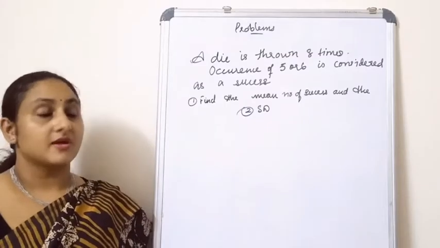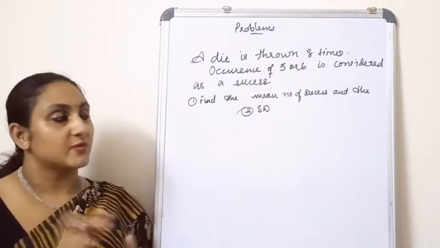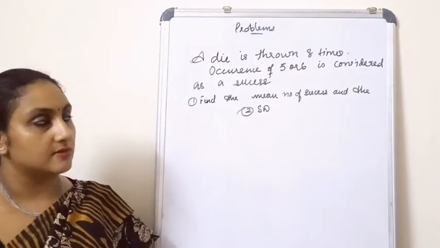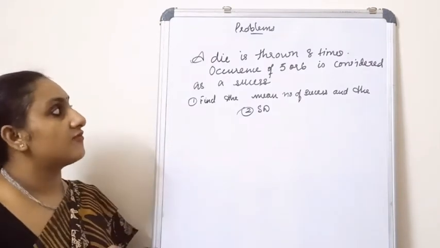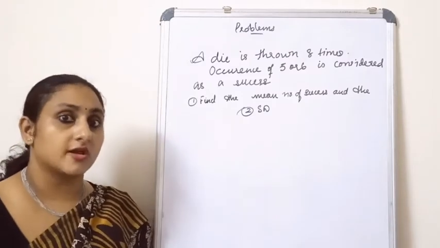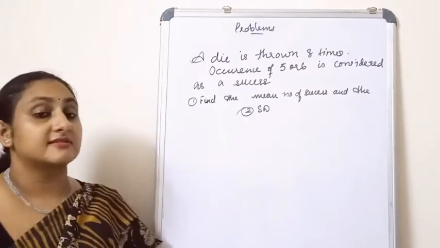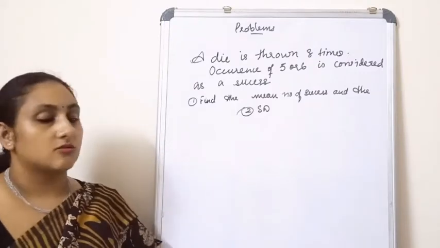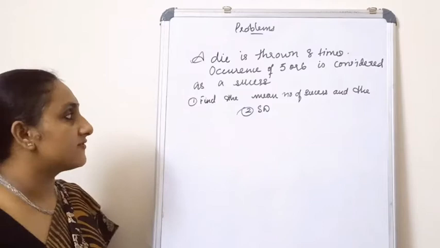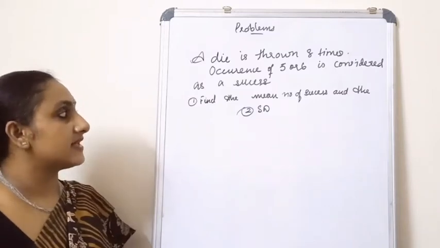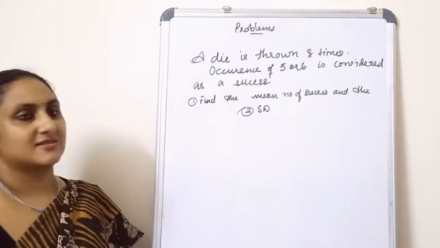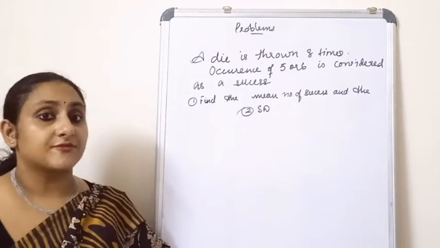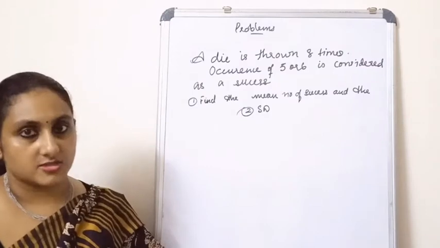The next problem is regarding a die. A die is thrown 8 times, and the occurrence of 5 or 6 is considered as a success in this case. What do we have to calculate? The first question is to find the mean number of success, and you also have to calculate the standard deviation.